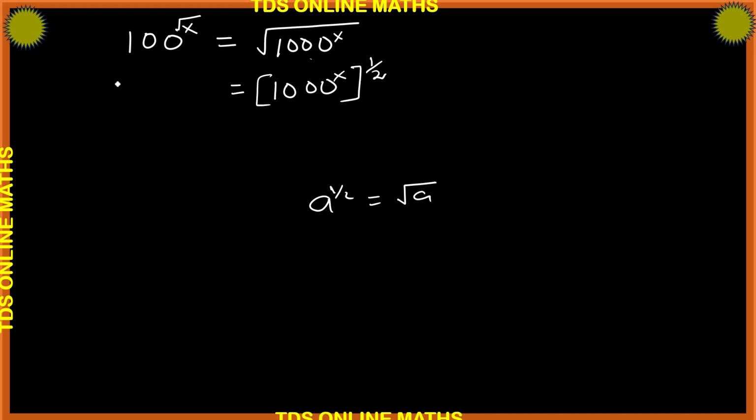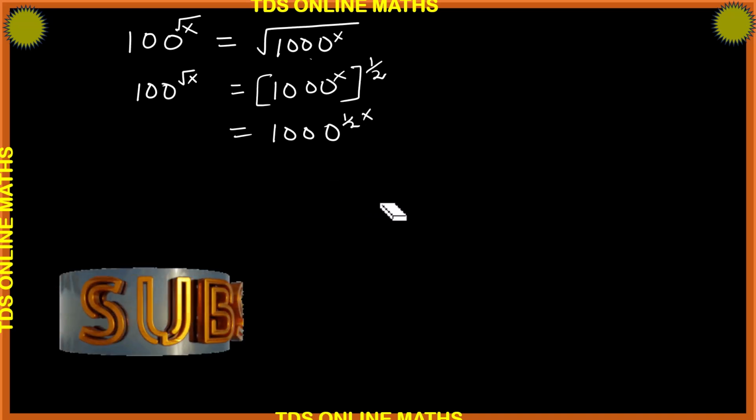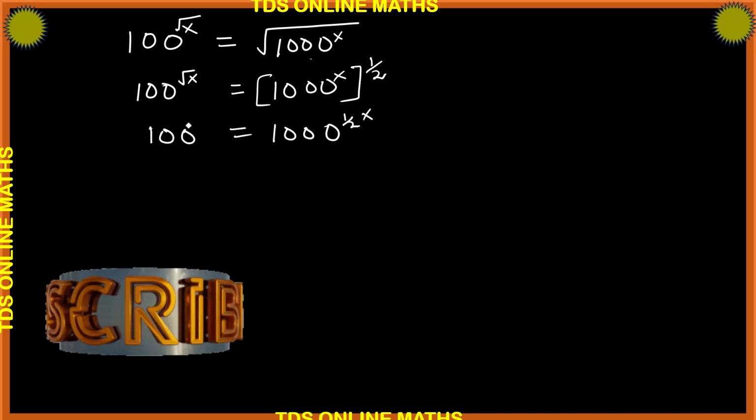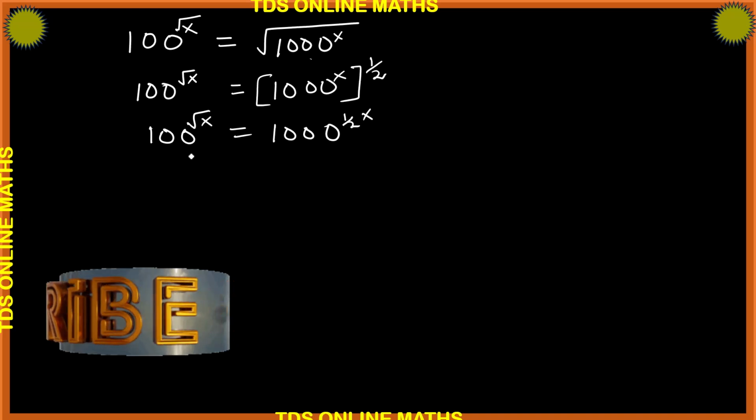Let's maintain the left side: 100 raised to the square root of x. On this side we have 1000, so let's multiply the powers: we have half x. And this side will be 100 raised to the square root of x.